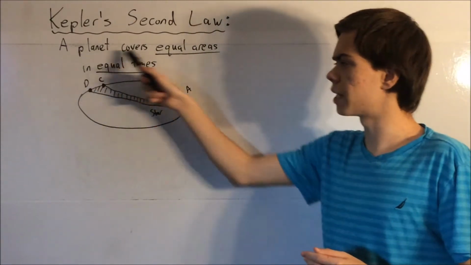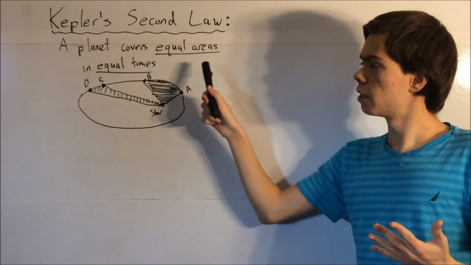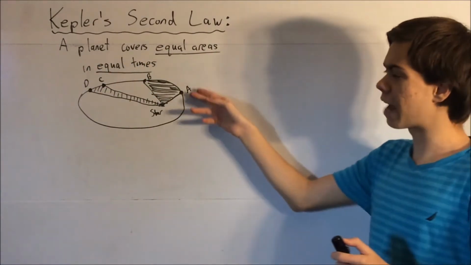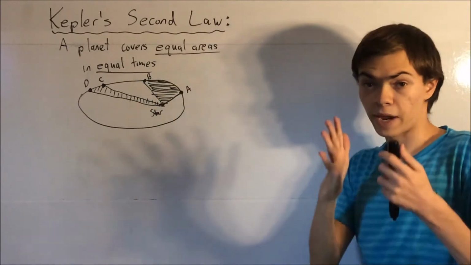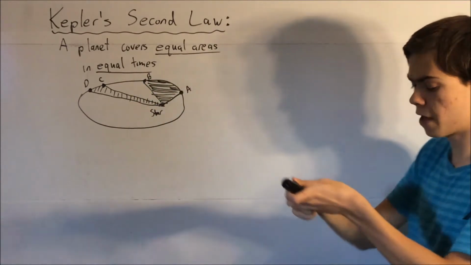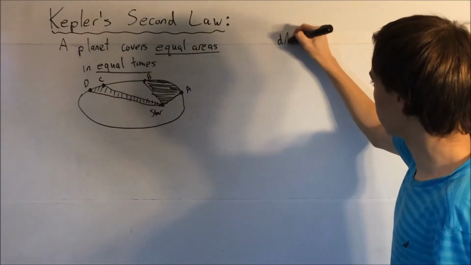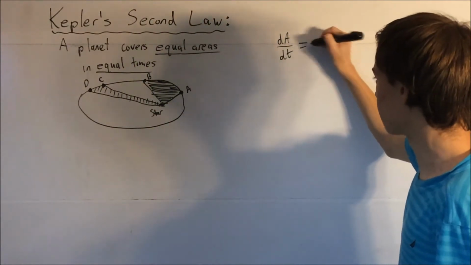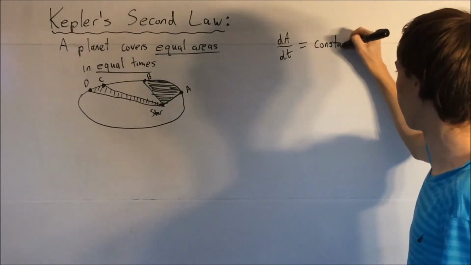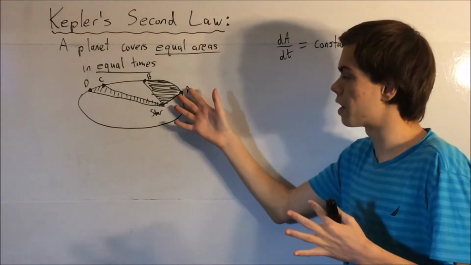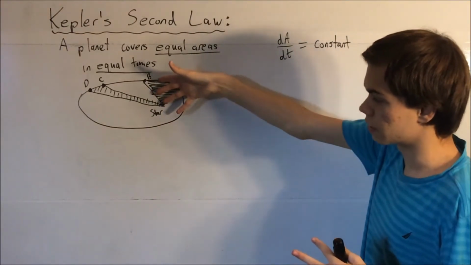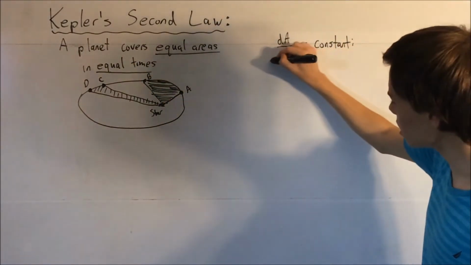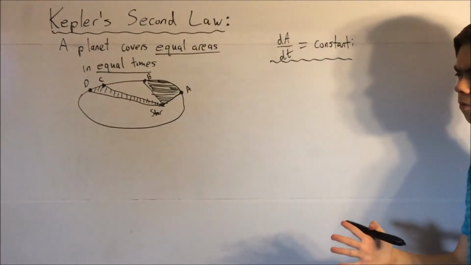Now, how can we show that this statement is true? If this statement is true, then that means the rate at which a planet covers area with respect to time has to be a constant value. So that means the derivative of the area covered with respect to time has to be a constant value, right? So the amount of area that a planet is covering is increasing at a constant rate. So, how can we show that this statement is true?